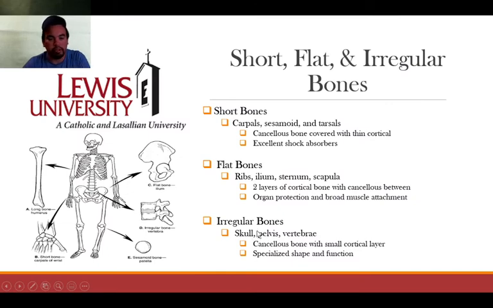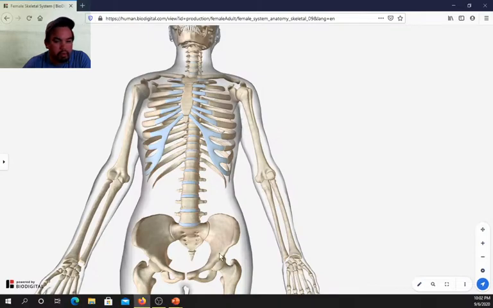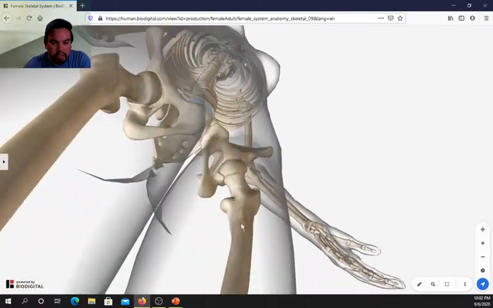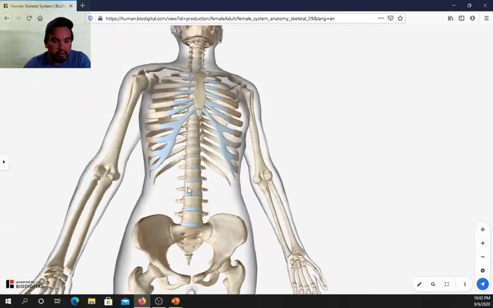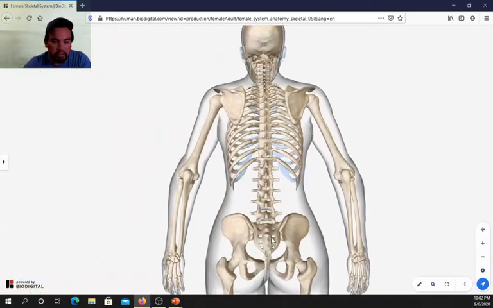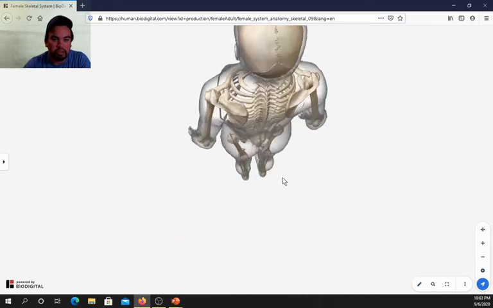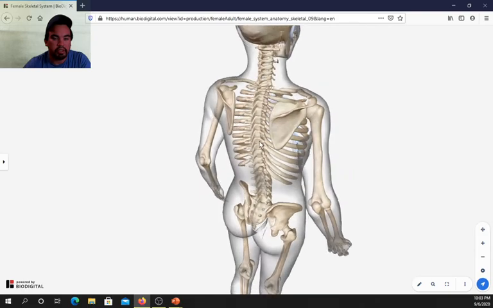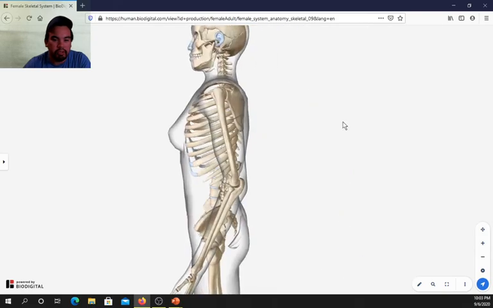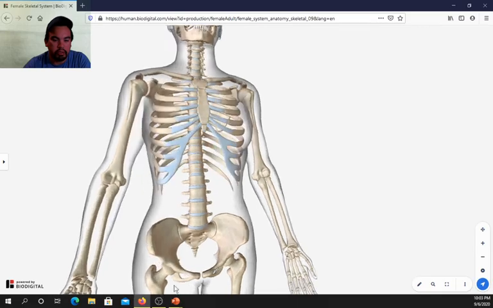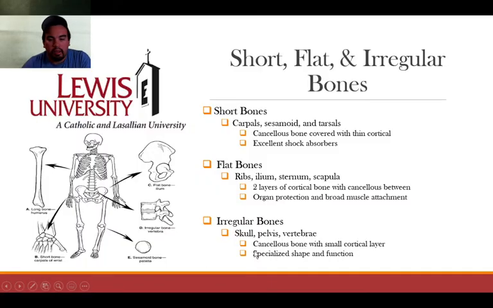Then we have our irregular bones, our skull, our pelvis, and our vertebrae. I named the ilium, but the rest of it is irregular bones. We're talking about our ischium down here, this little curvy guy right here. Our sacrum, look at our sacrum right here, this triangle. Our vertebrae down here. Our skull, very irregular. So those are our irregular bones, and they're specialized in their shape and function.